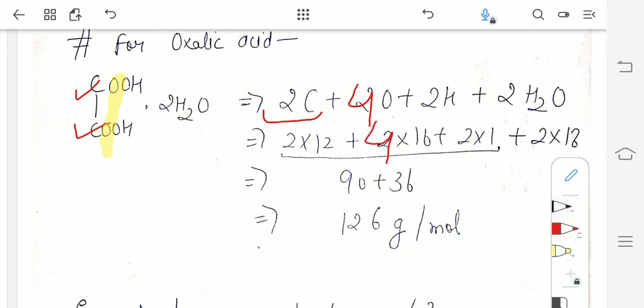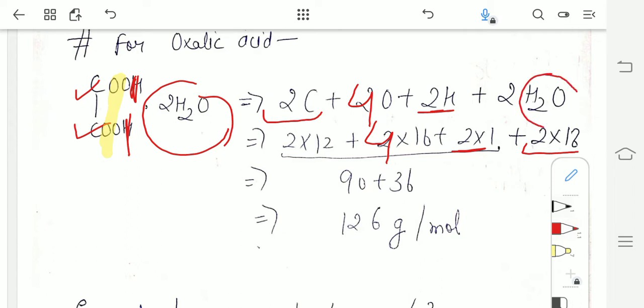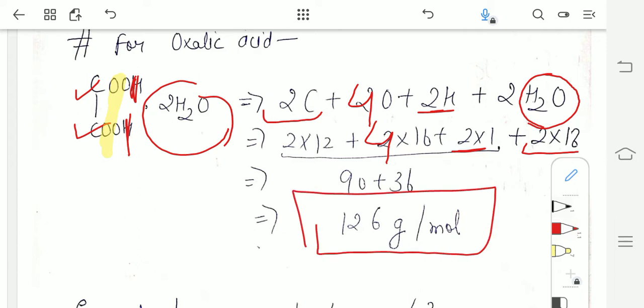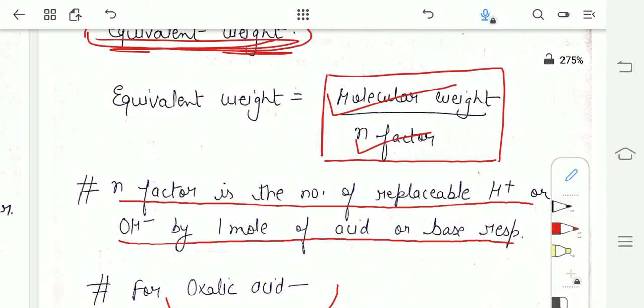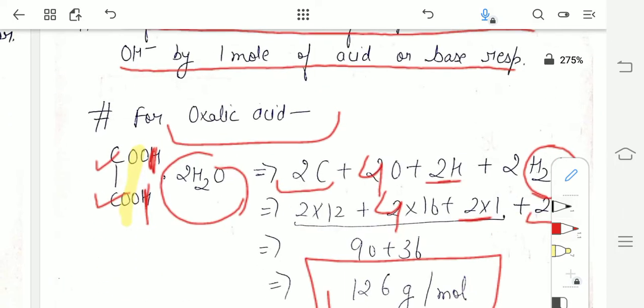And then hydrogens, there are 2 hydrogens over here, so I've written 2 hydrogens, and then there are 2 molecules of water present in the form of water of crystallization, so I've written 2 into 18 because the molecular mass of one molecule of water is 18. When we perform all of these calculations, the value which we get is 126 gram per mole. So this is the molecular mass of our oxalic acid. Now when we put all of these values in this formula, what will we get?